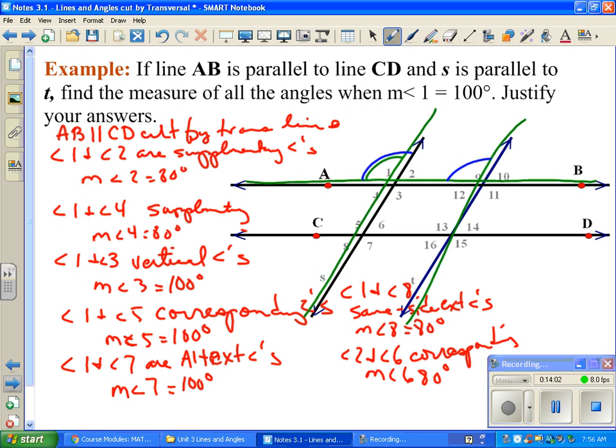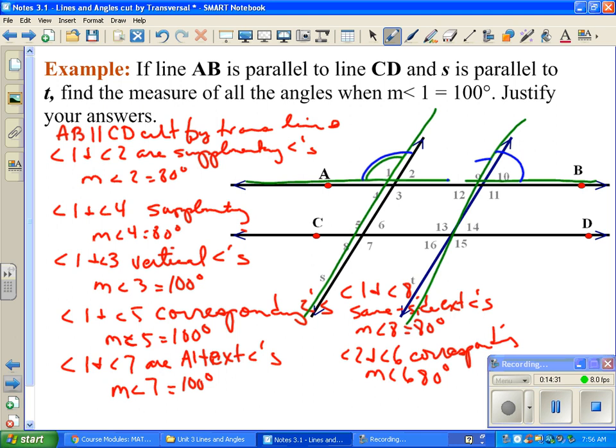That's the only one you need to get off of those two parallel lines in order to work the rest of the question. But you could continue on those two parallel lines if you wanted to, because you could move your angle here and move to 10 and say angle 1 and 10 are same side exterior. And so since they're same side exterior, angle 10 would have to be 80.